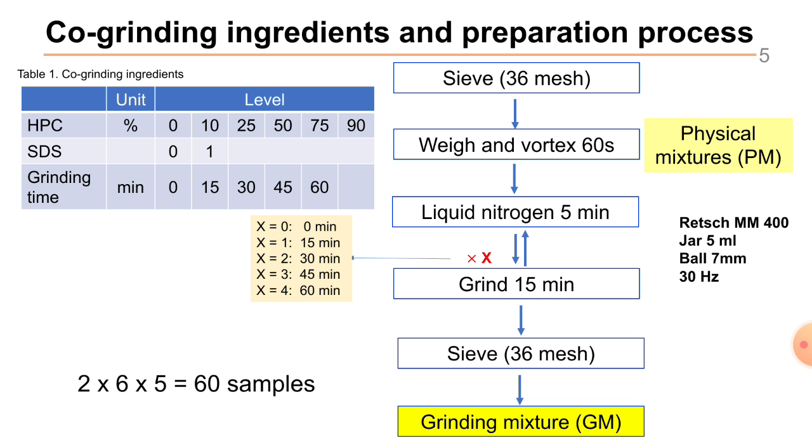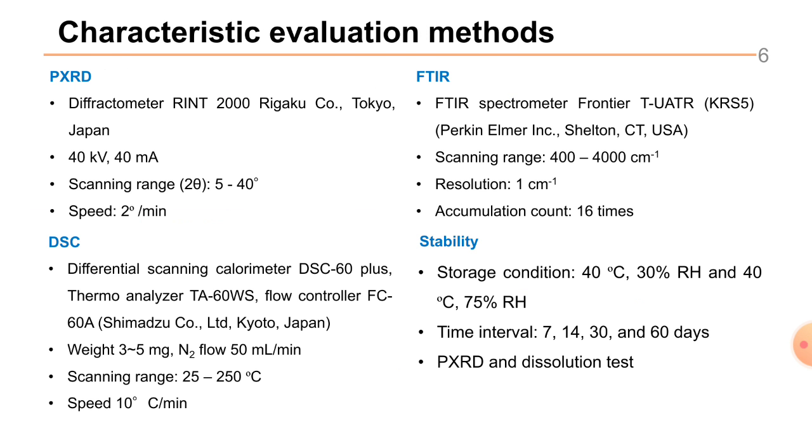This is the preparation process of curcumin solid dispersion with 6 levels of HPC, 2 levels of SDS, and 5 levels of grinding time. The GMs were characterized using PXRD, FTIR, DSC, dissolution, and stability study. The conditions are shown on the screen. The stability study was done only for the 60-minute GM containing curcumin, 90% HPC, and SDS.